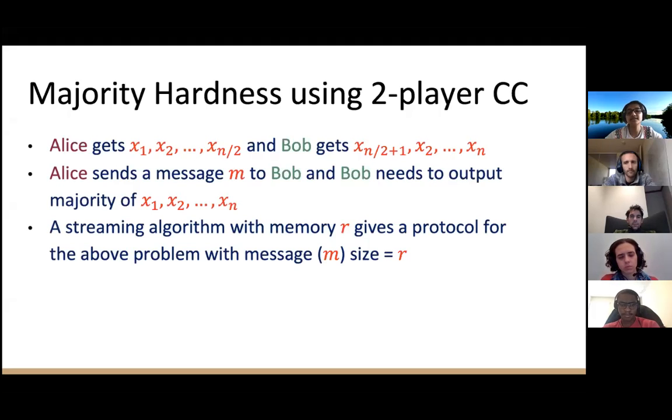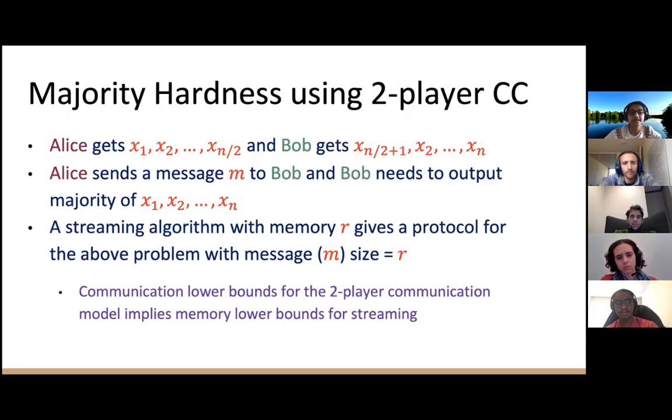It is easy to see that a streaming algorithm with memory R gives a protocol for the above problem with message size equal to R. Therefore, communication lower bounds for the two-player communication model imply memory lower bounds for streaming to compute the same problem.